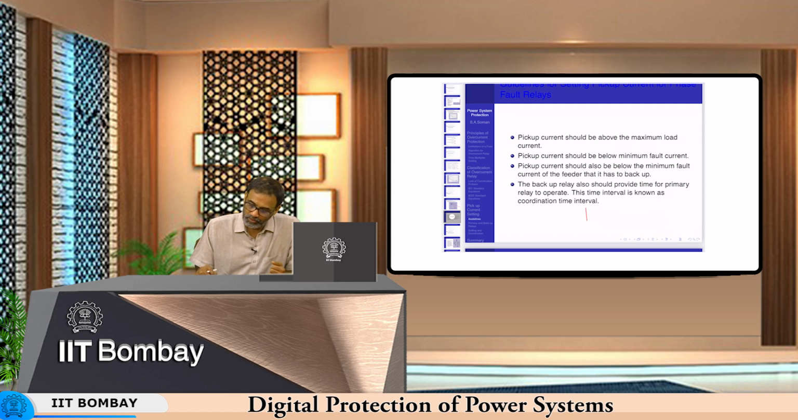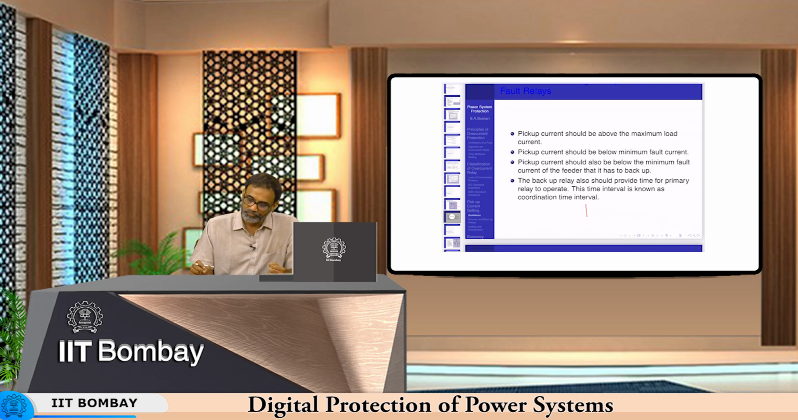Okay, so moving on, the pickup current should be below the minimum fault current, not only of the section that it is protecting, but also of the section that it is backing up. Okay, so this is also important.